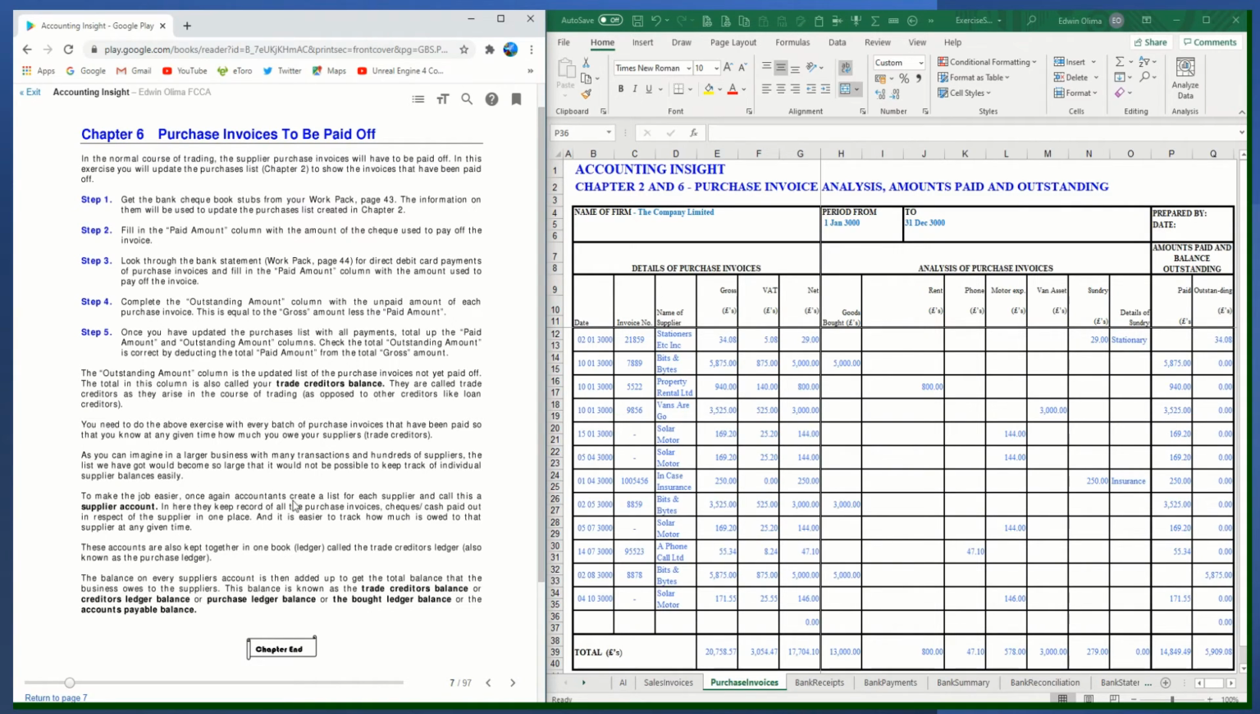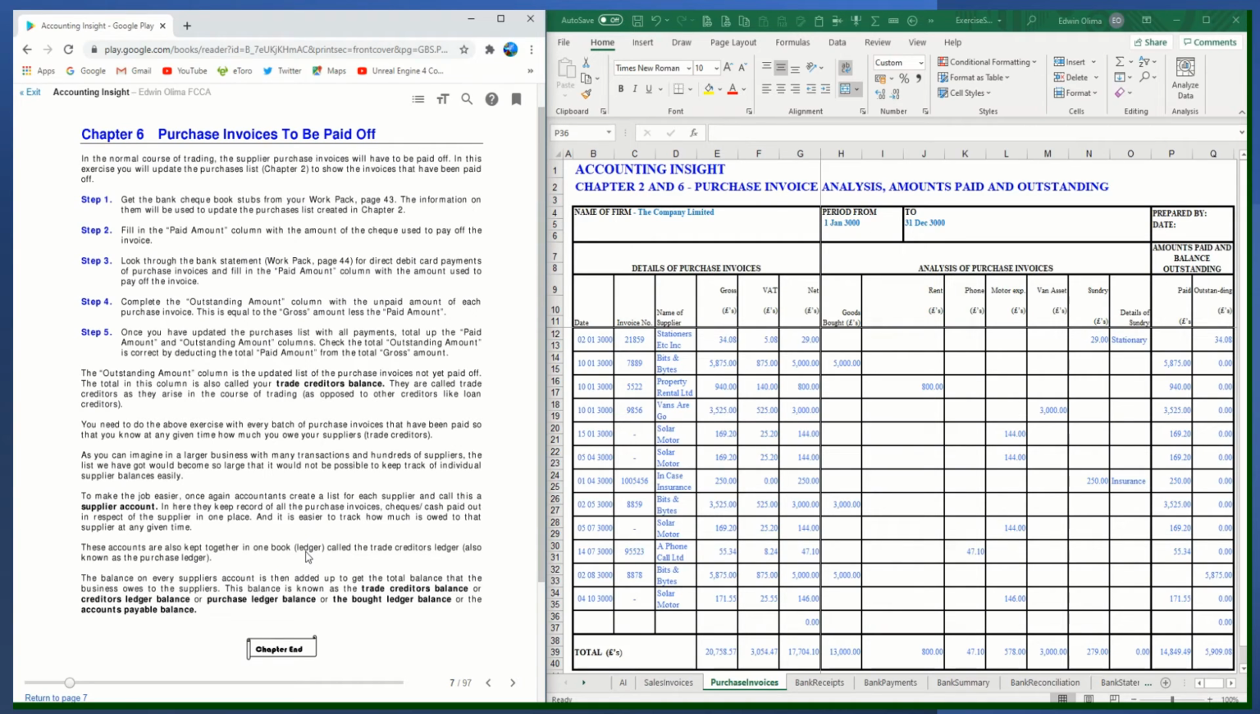And all these supplier accounts are kept in one place, in one book. Traditionally, when accounting was done on paper, they had a book called a ledger, so it would be called a trade creditors ledger, or there are many other words for it. Purchase ledger, because it shows your purchases, or bought ledger, because you've been buying things from them. Or if you're in America, it's called accounts payable balance or ledger. So it's the same thing but different words, because people look at it for different things.